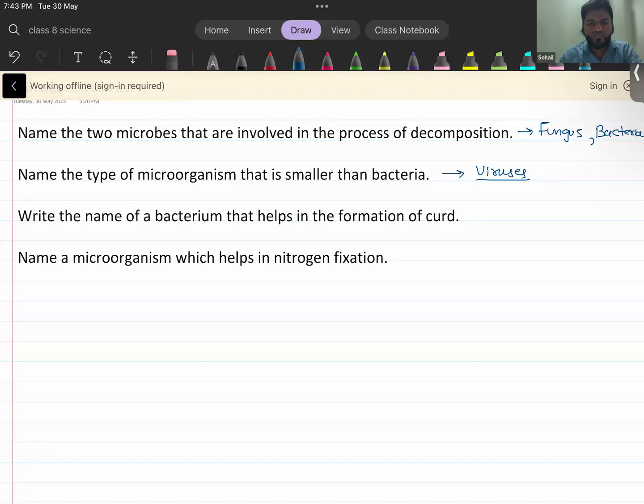Rhizobium. You're very close. It's actually Rhizobium. Great, you're actually very close. It's Rhizobium. What is the spelling? Rhizobium.